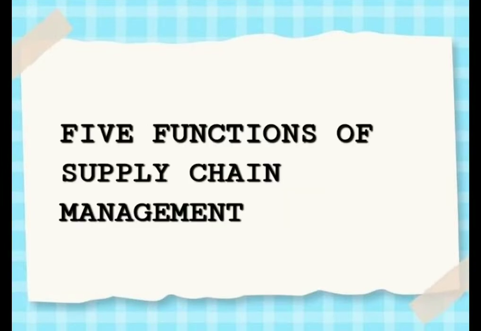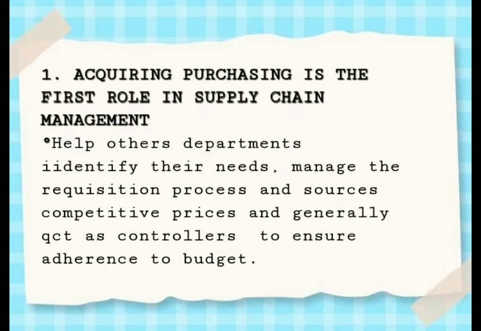Next, we have the five functions of supply chain management. First is acquiring. Purchasing is the first role in supply chain management. We need to help other departments identify their needs, manage the resources, process and source competitive prices, and generally act as controllers to ensure adherence to budget.